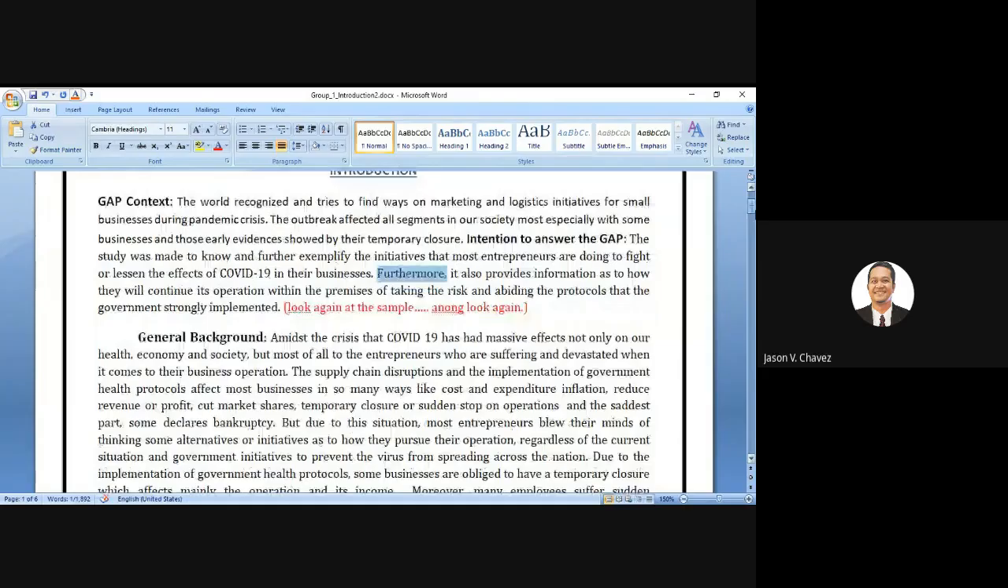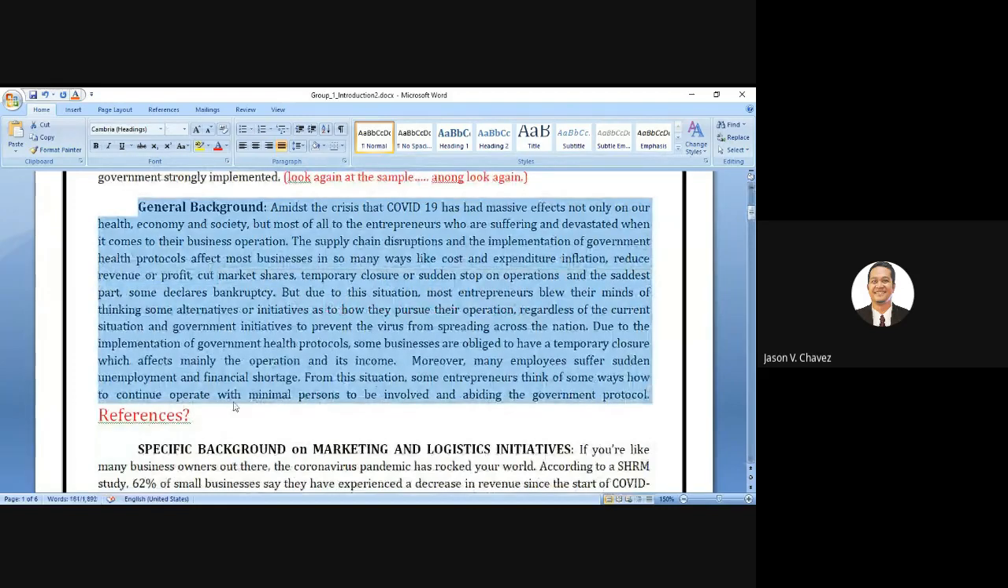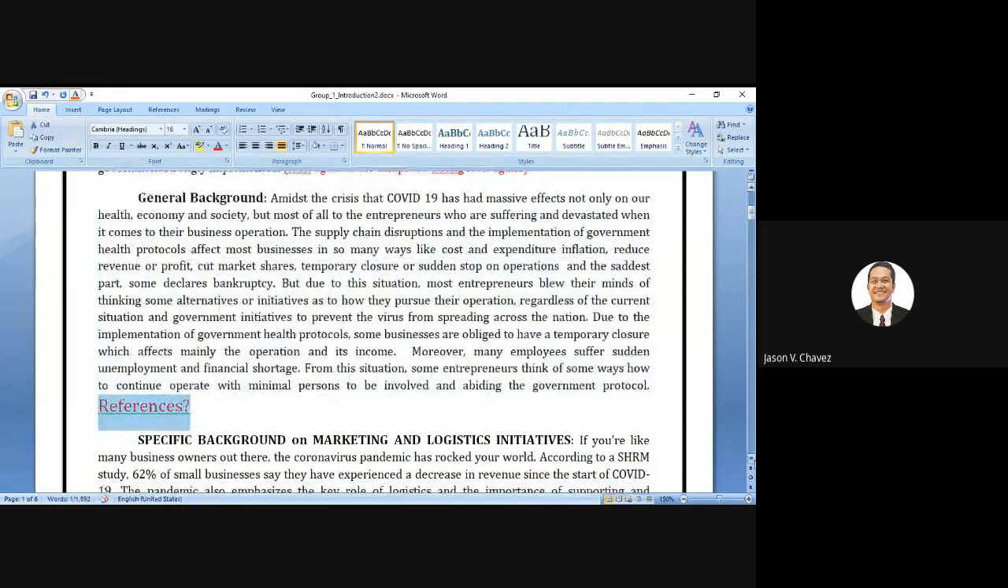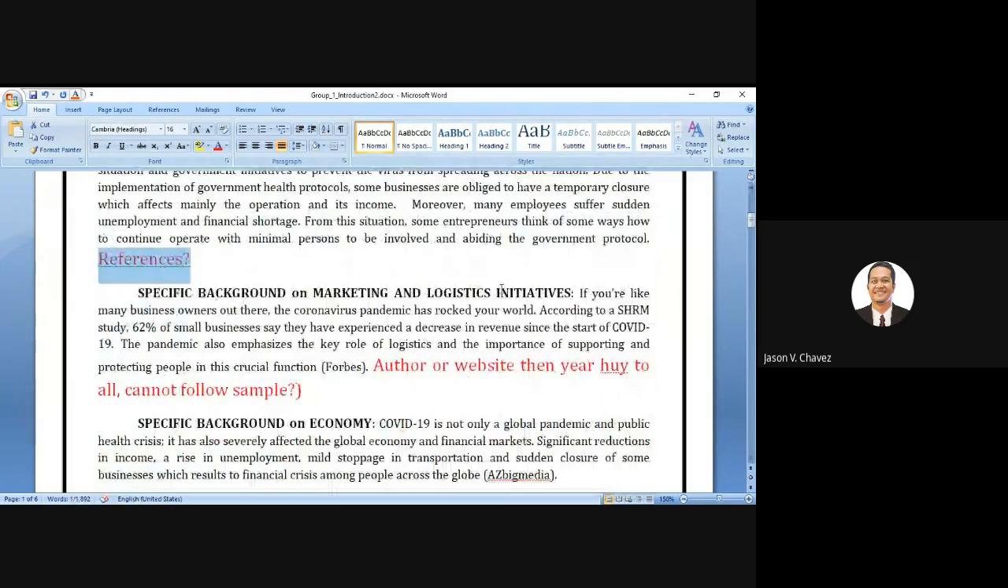Okay, background of the study seems to be okay, except that I think some of these ideas are coming from some authors or some background of other authors, no? So you have to place the references. Okay. So remove natin tong specific background on marketing and logistics, etc.